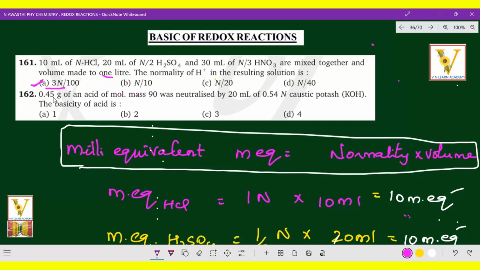The next question: 0.45 gram of an acid of molecular mass 90 was neutralized by 20 ml of 0.54 N, that is normality, of caustic potash, KOH. The question asks for the basicity of the acid. Actually, this is a neutralization reaction, that is acid plus base giving salt and water. In this, the given mass of the acid, 0.45 gram, and the molecular mass they have given. The other data they have given is 20 ml of 0.54 N caustic potash, KOH. So what is the basicity of the acid?